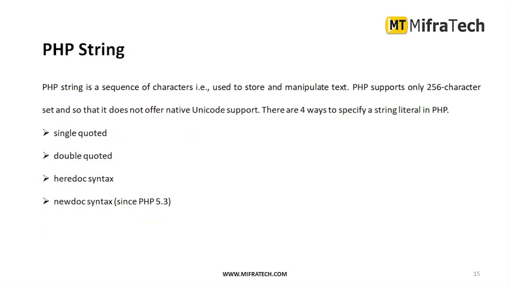Next, we are moving to the PHP string. A PHP string is a sequence of characters that is used to store and manipulate text. PHP supports only a 256 character set, so it does not offer native Unicode support. There are 4 ways to specify a string literal in PHP: single quoted, double quoted, heredoc syntax, and nowdoc syntax. The last one, nowdoc syntax, is new since we are using upgraded versions of PHP.